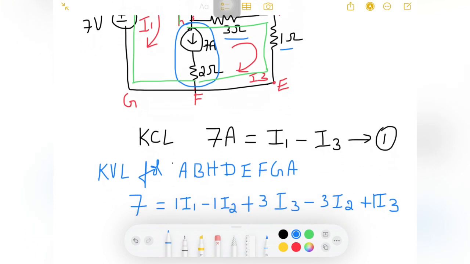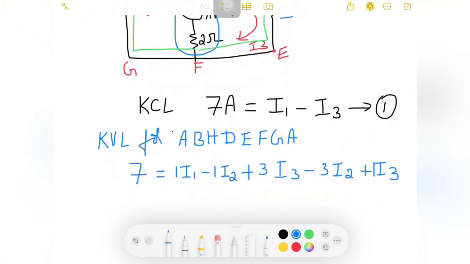So this will be my equation for the loop A, B, H, D, E, F, G, A. If I simplify this, I will get 7 is equal to, how many I1s? Only one I1, and I2 has minus 3 minus 1, which is minus 4 I2. Then I3 has 3 plus 1, 4 I3. Let me take this as equation number 2.